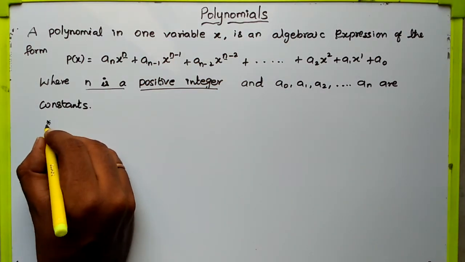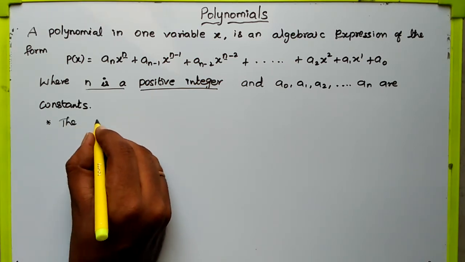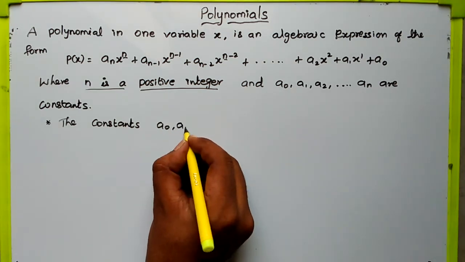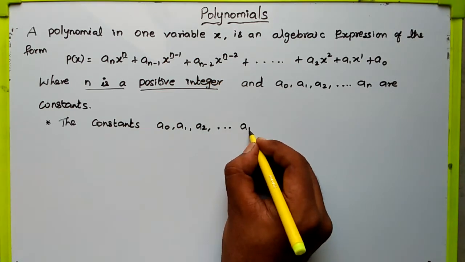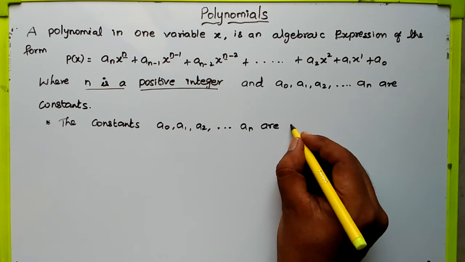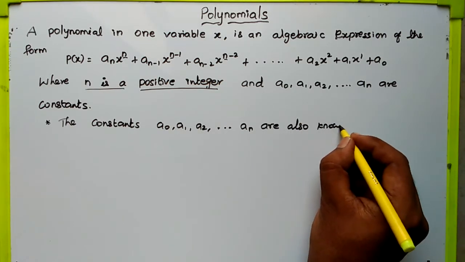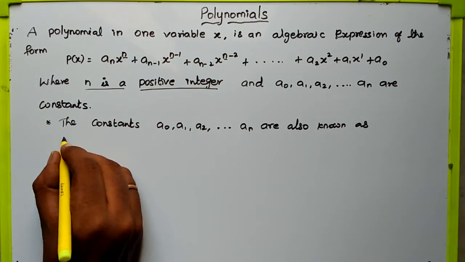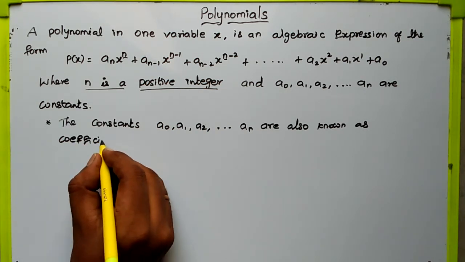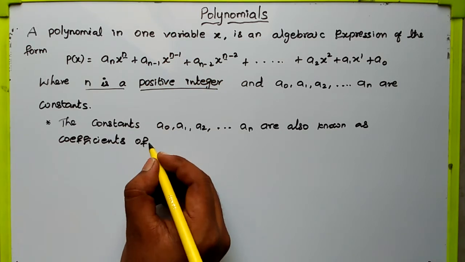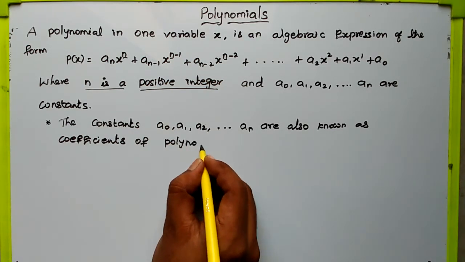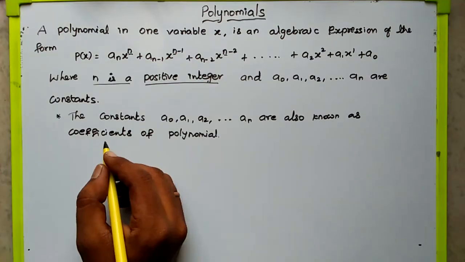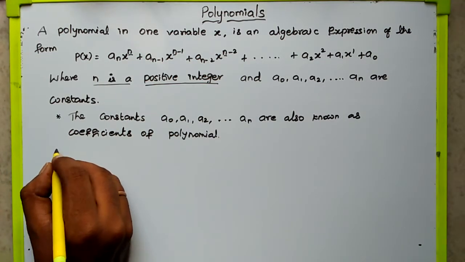Next point, important notes. The constants a0, a1, a2, an are also known as coefficients of the polynomial.